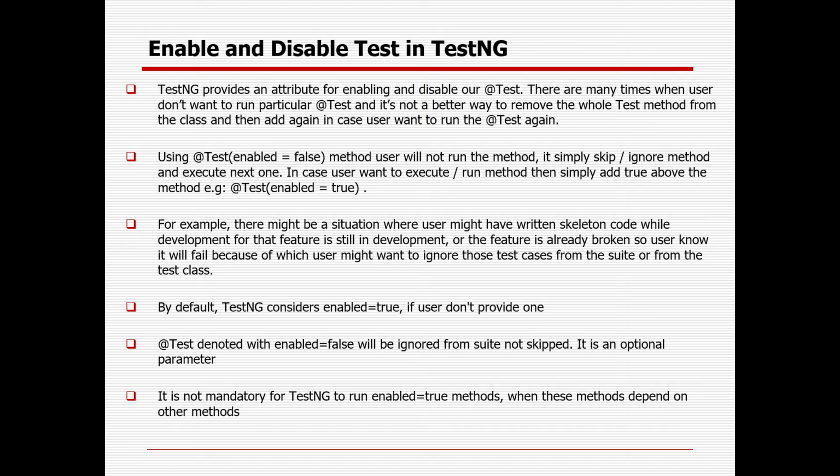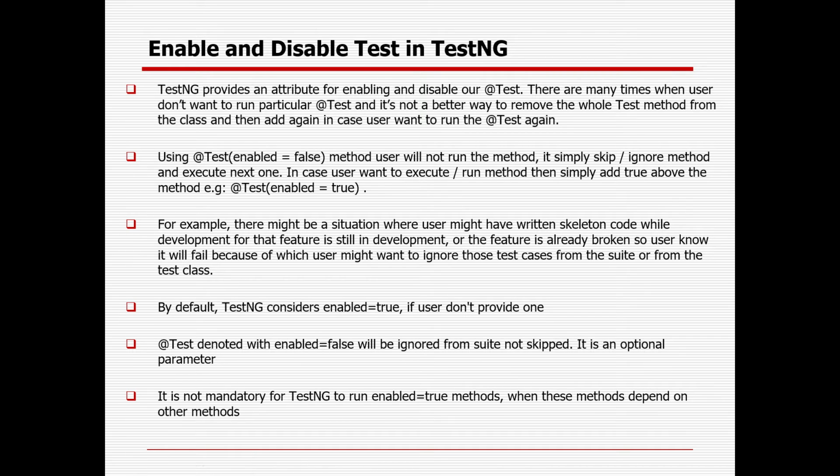TestNG provides an attribute for enabling and disabling our @Test, which is the actual test case. There are many times when the user does not want to run a particular @Test, and it is not a better way to remove the whole test method from the class and then add it again in case the user wants to run it. So using @Test enabled equal to false, the user will not run the method. It will simply skip or ignore the method and execute the next one. In case the user wants to run the method, then simply add true here. @Test enabled equal to true, you can do it.